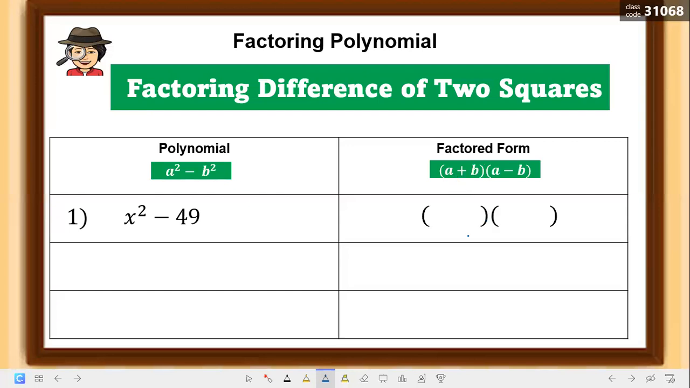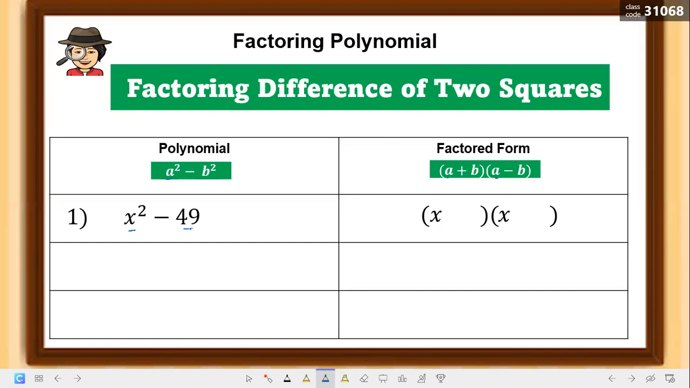Copy mo lang to, dalawang kulungan, tapos, yung first term, kunin mo yung square root. What is the square root of x squared? Sige nga, balikan natin. Raven. X po. X. Okay. Tingnan niyo yung pattern natin. Kailangan magaling kayo mag-observe. Since yung a natin, eto yon. Kasi eto yung a squared. Ilalagay mo parehas, same siya doon sa first term. X. Kasi square root ng x squared is x.